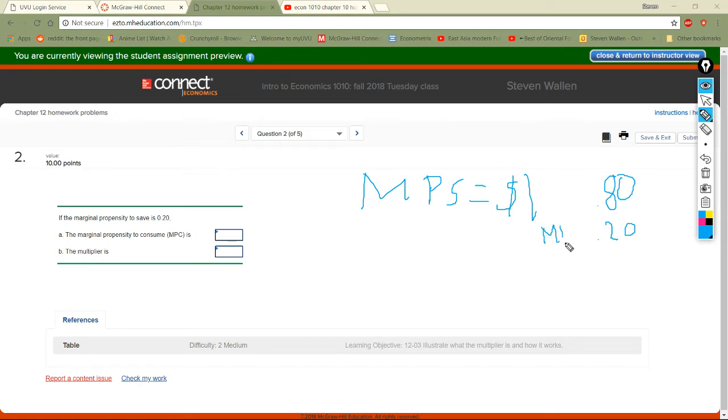So MPC is going to be the inverse of your MPS. Okay? And so this person would be super thrifty. For every dollar that comes in, they save 80% of it, only spend 20%. This sounds like someone who's super rich and just getting richer and richer, and they only need to spend 20% because of how rich they are. Okay? That's what you'll typically see.